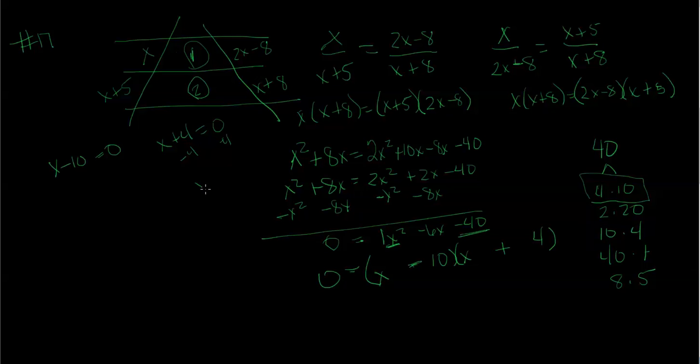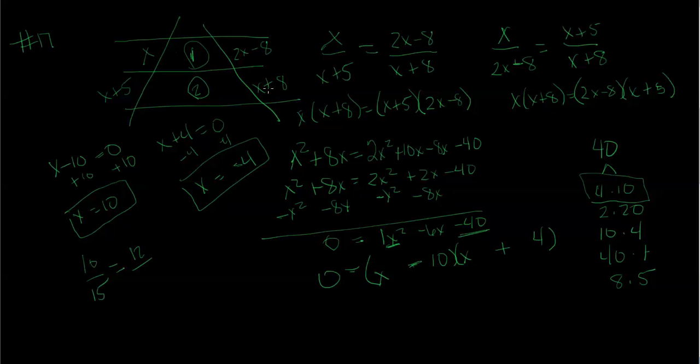Now, if I put these numbers back into my drawing where all my x's are, they will both work. Let's do it really fast. So if x is 10, then I have 10 over 15 equals, if x is 10, 2 times x is 20, minus 8 is 12. And if x is 10, plus 8 is 18. If I reduce this, 5 goes into both 10 and 15, giving 2/3, and 6 goes into both 12 and 18, so it works.